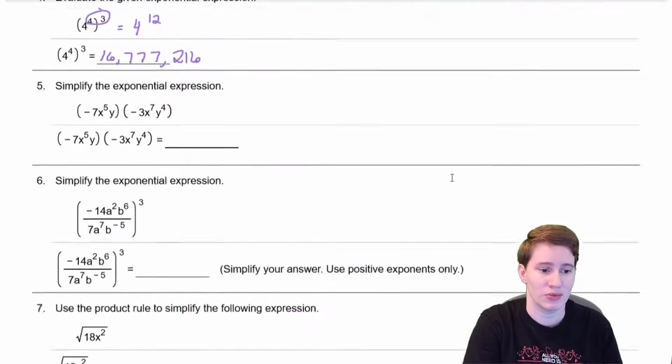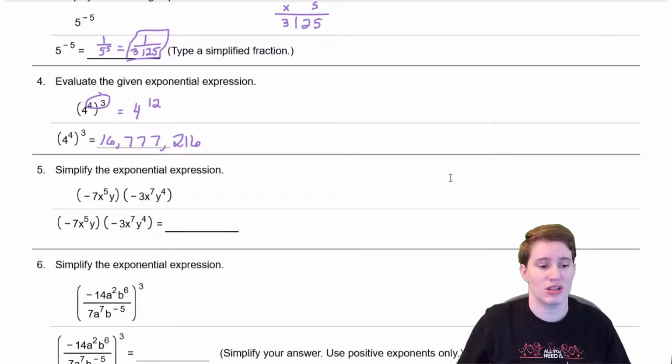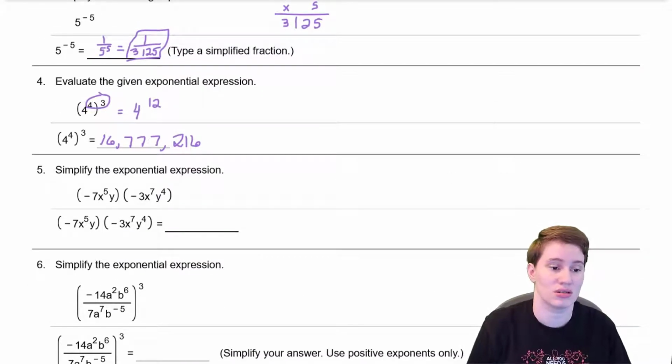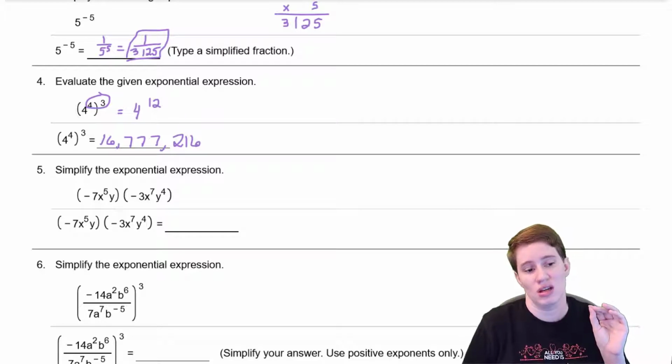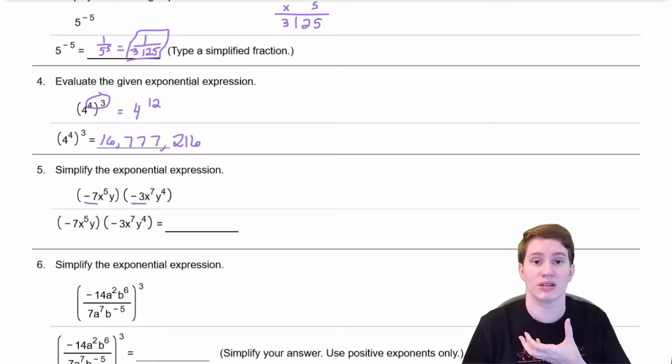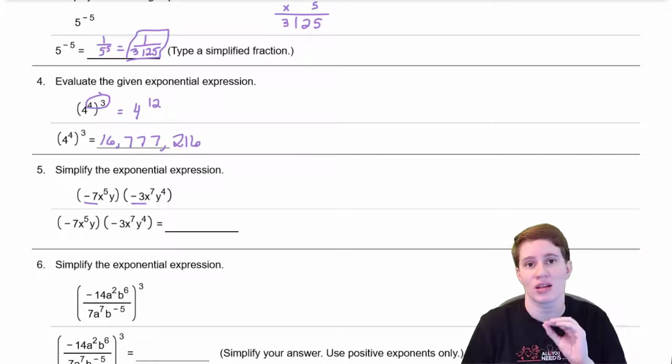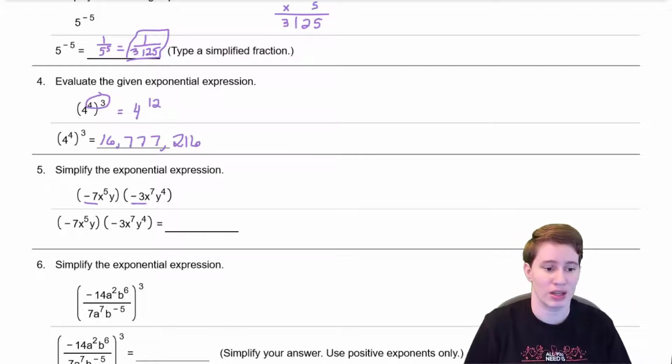Okay, simplify the exponential expression, which you may have seen the answer to a second ago, so just pretend like you didn't. When we're simplifying exponential expressions, on this problem we're trying to do 3 different things. First, we take our normal numbers, -7 and -3, and say, okay, we're multiplying them together. What does -7 times -3 multiply to get? The answer would be 21.